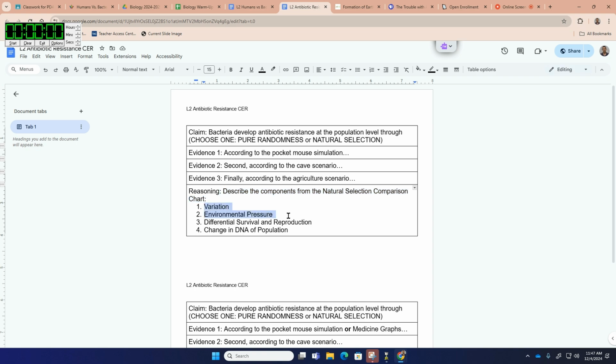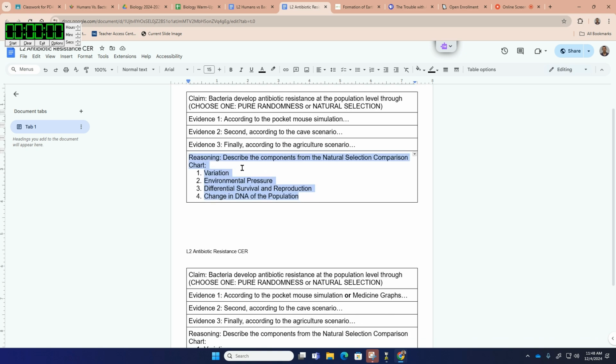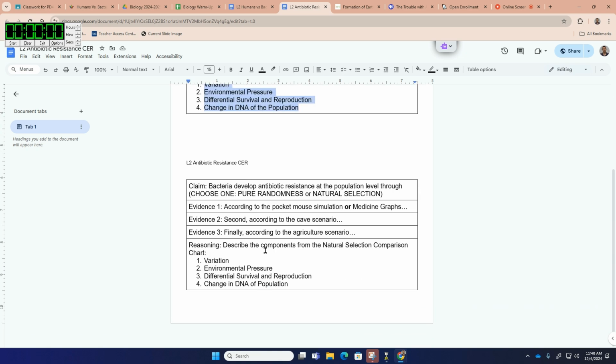There's always, and they're numbered here, variation. And that variation is affected by the environment. There's something in the environment that's putting pressure on those variations, which leads to differential survival and reproduction, which causes a change in DNA of the population. So that is what you want to do. So 1, 2, 3, 4, at least 5 sentences. And this one, you just connect those together into a description of how natural selection occurs.